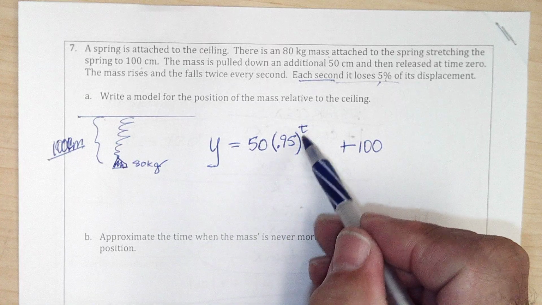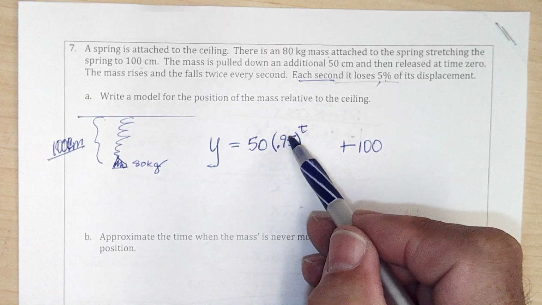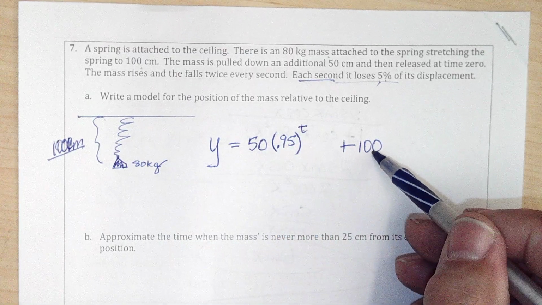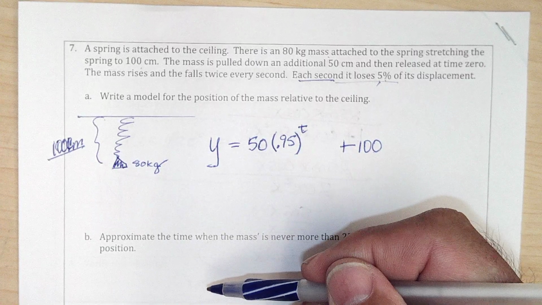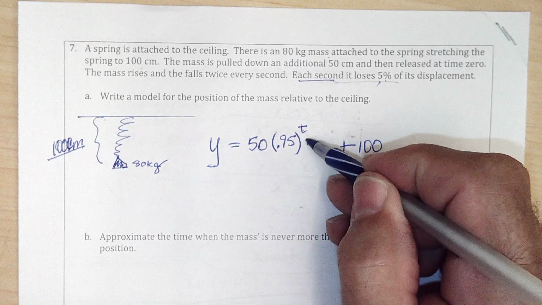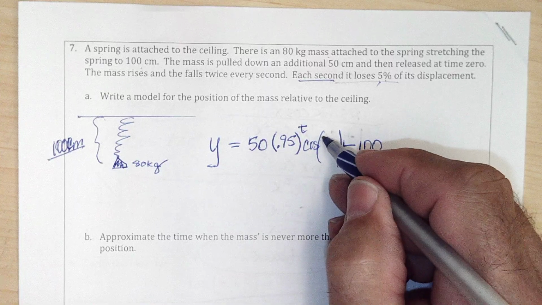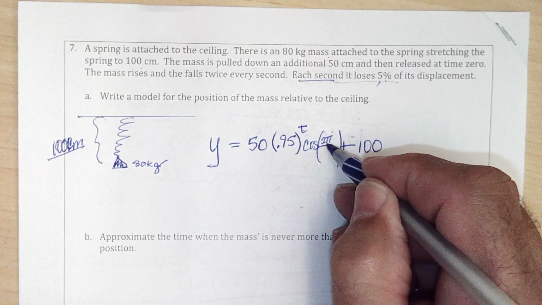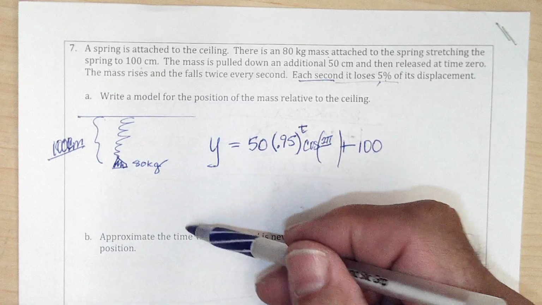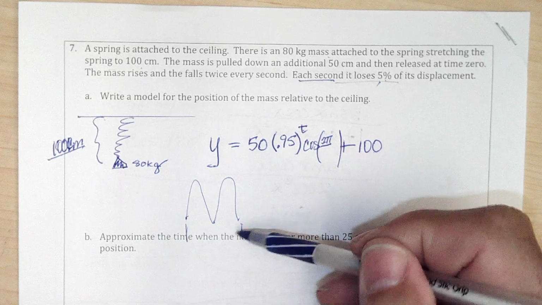So at the beginning, when time is 0, anything to the 0 power is 1, times 50 is 50, plus 100 makes it 150 down. It's where it's going to be to start with. And then it's going to go up. So it's going down and up and down. And so we do 2 pi over the period. And it rises and falls twice every second.